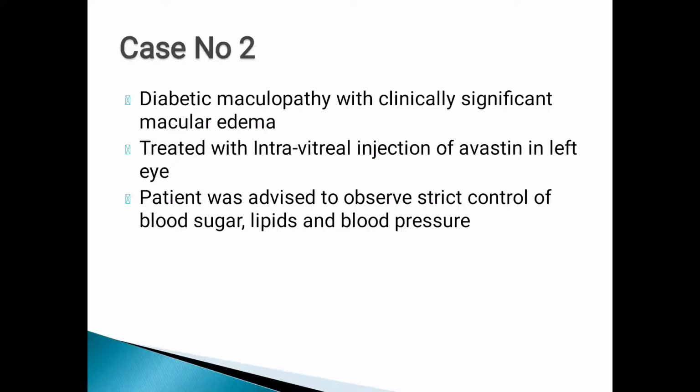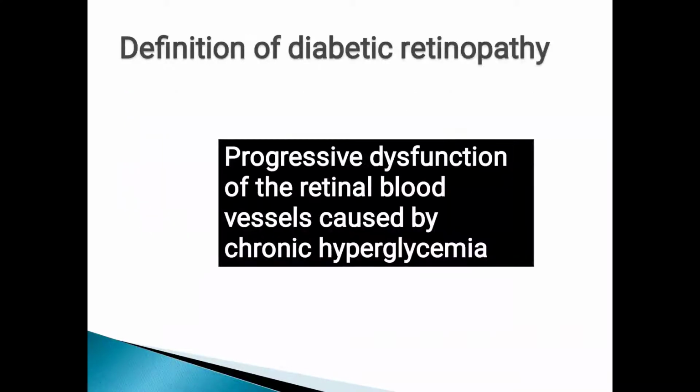The diagnosis is diabetic maculopathy with clinically significant macular edema, and the patient was treated with intravitreal injection of Avastin in the left eye. As the comorbidities were also important in causing diabetic maculopathy, the patient was advised strict control of blood sugar, lipids and blood pressure, and was kept in follow-up. So these are two illustrative cases, or two ways by which diabetic retinopathy presents.